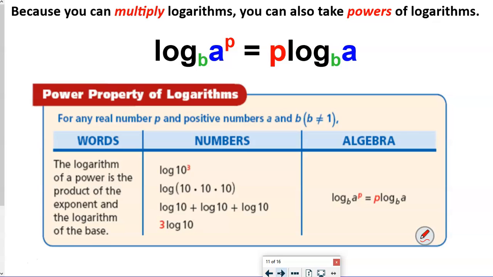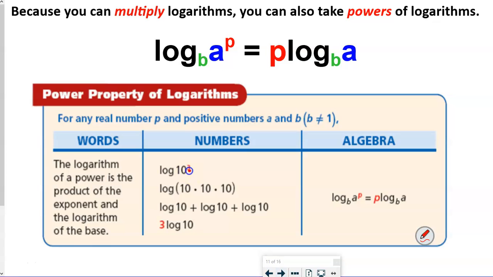All right, so now we're going to talk about the power property of logarithms. Because you can multiply logarithms, you can also take powers of logarithms, okay? When we take anything to a power, it means it exists multiple times. So the logarithm of a power is the product of the exponent and the logarithm of the base.